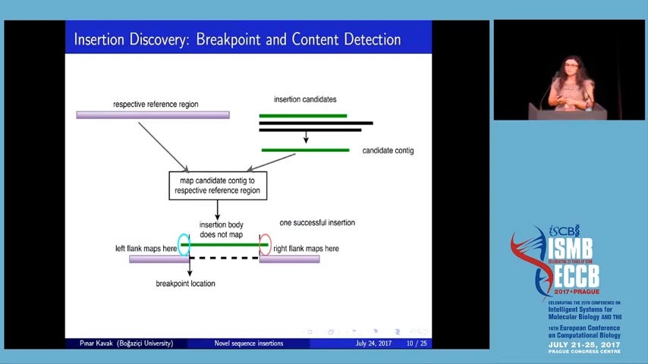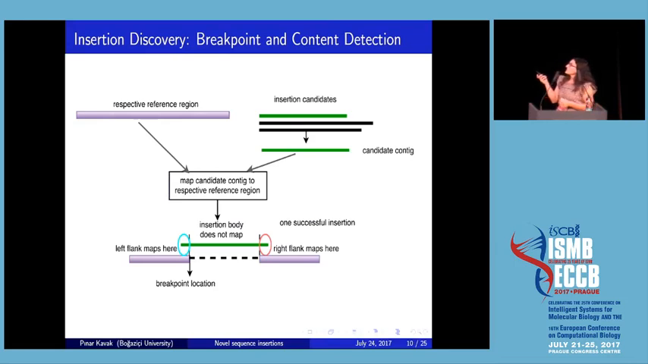After obtaining our potential insertion candidates, we map them to the respective reference regions. We extract the respective reference region according to the start and end locations of the cluster. We use a modified Smith-Waterman alignment algorithm which makes global to local alignment. It globally maps the insertion candidate locally to the reference.